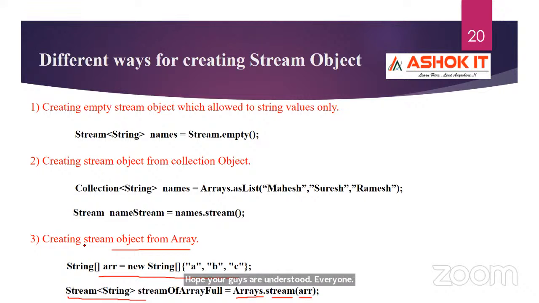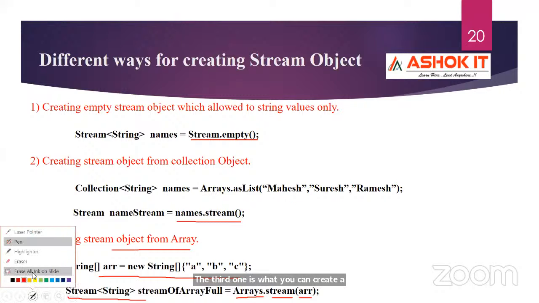So these are the three ways of creating a stream object. One is the Stream.empty method. Another is creating a stream from an existing collection object. The third is creating a stream from an array. That's all. These are the three ways.